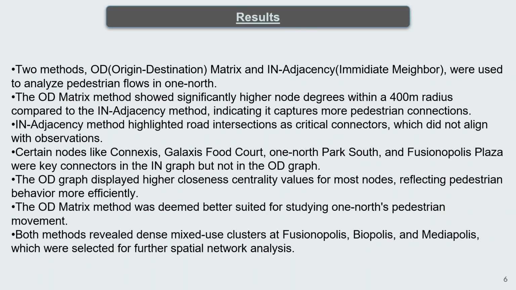The results obtained from the experiments: two methods, origin destination metrics, or OD, and IN, which is immediate neighbor metrics, were used to analyze the pedestrian flows in One North. The OD metrics method showed significantly higher node degree within a 400-meter radius compared to the IN adjacency method, indicating it captures more pedestrian connections. The IN adjacency method highlighted road intersections as critical connectors, which did not align with observations.